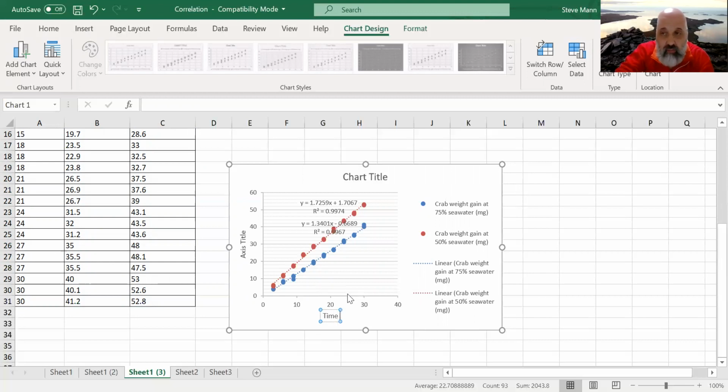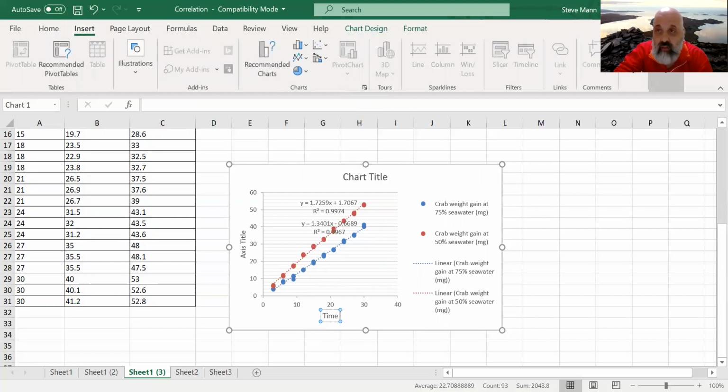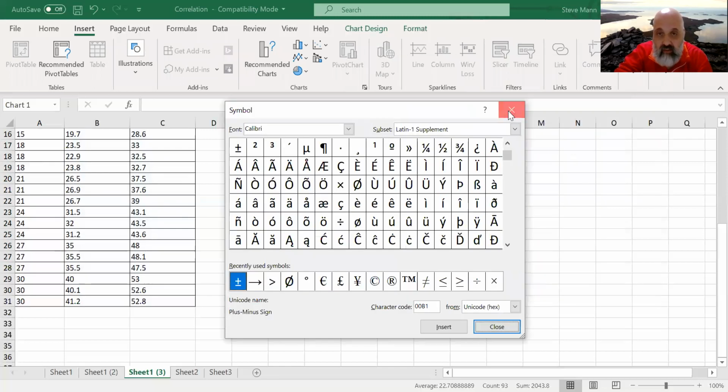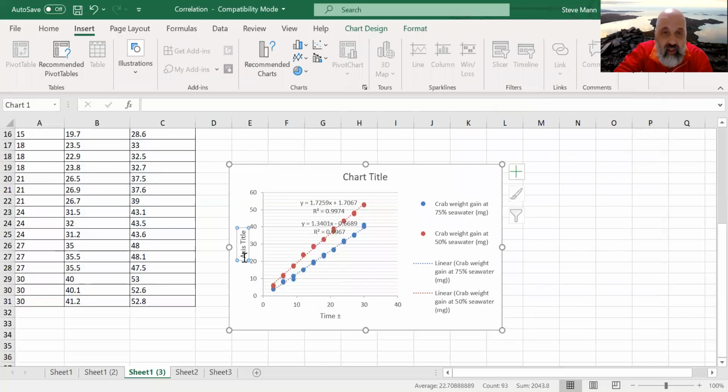I'm going to put the time as plus or minus 1 minute. So if I do insert and go to my symbols, and of course, because I use it quite a lot, it's at the front just there. You may have to look for it a little bit more, but you probably used it the other day. Over on this side, rather than weight, I'm going to more correctly put it as mass.